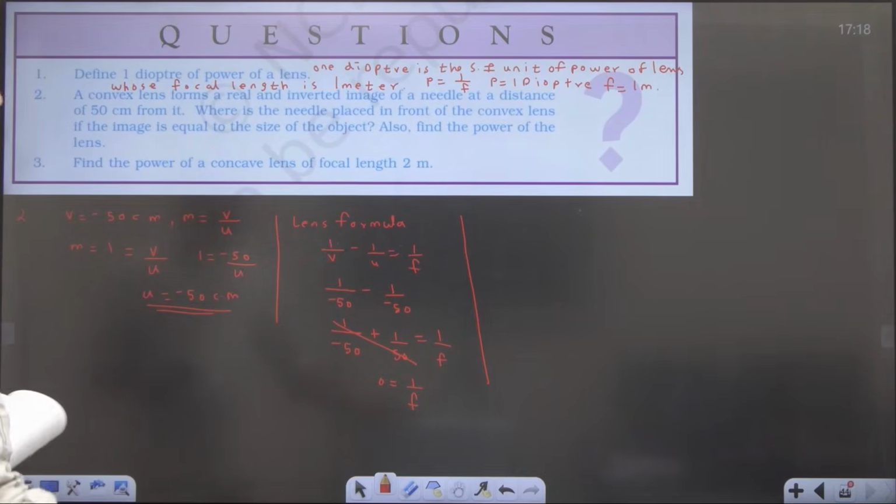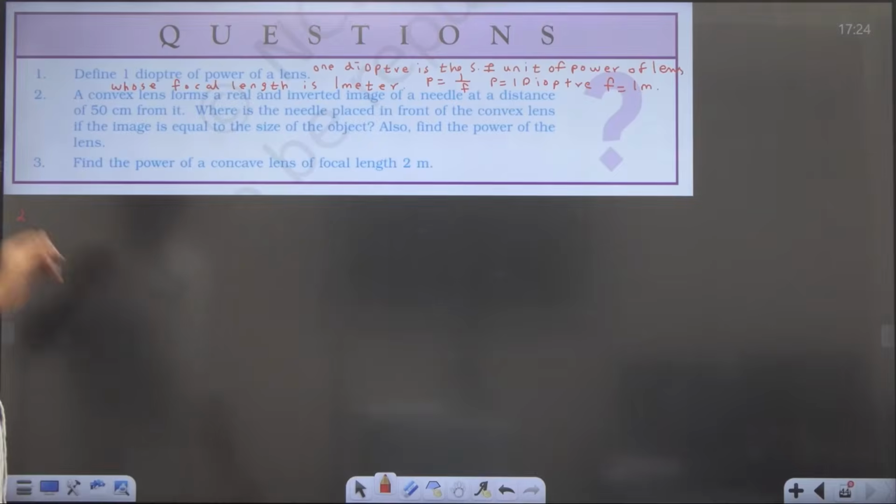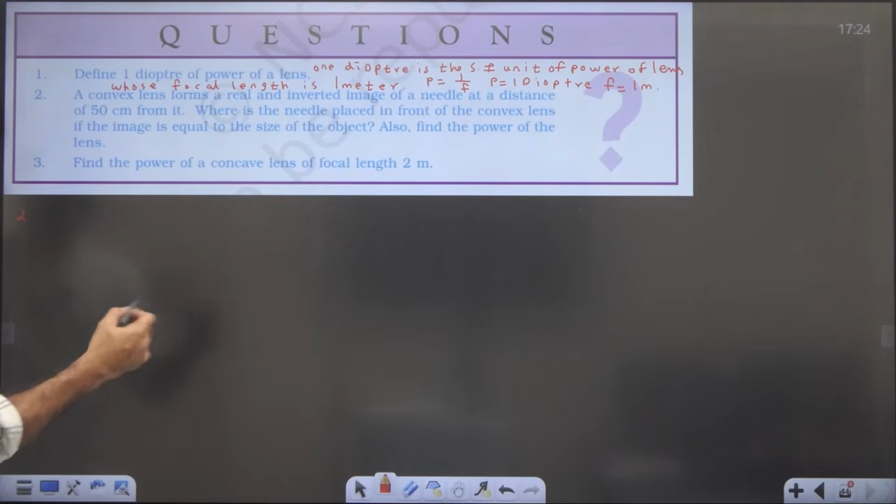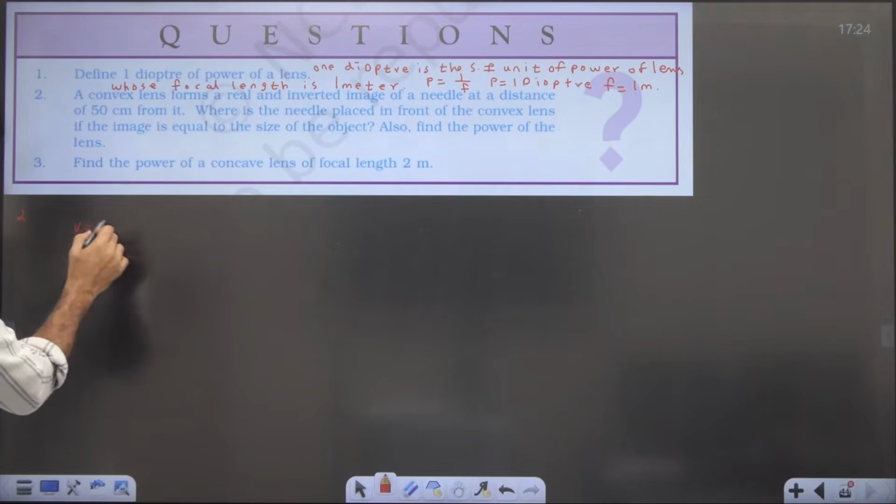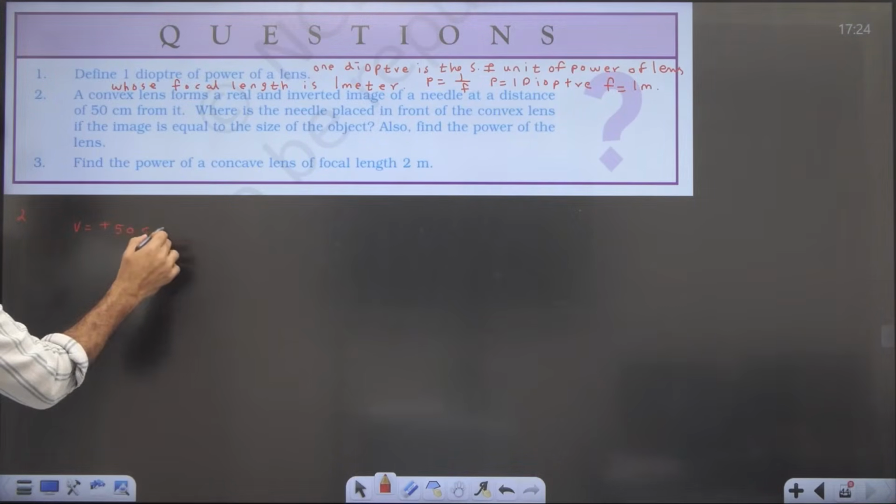1 by V minus 1 by U equal to 1 by F. Let us redo the second question. A convex lens forms a real and inverted image of a needle at a distance of 50 centimeter from it. So it forms a real and inverted image, so image distance has to be plus 50 centimeter.